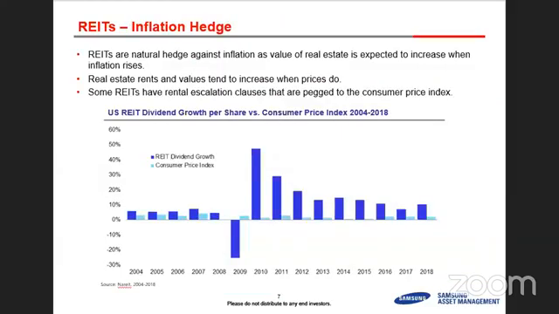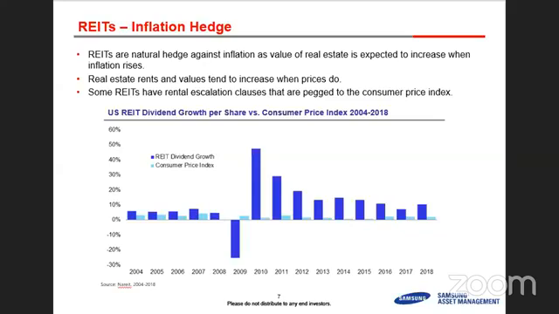And just now we have mentioned the investment merits of REITs in comparison with physical properties. But actually, REITs has some other investment appeals by its own virtue. For example, REITs is a natural hedge against inflation, because the value of property is expected to increase when inflation rises, and also property rents and values tend to increase when prices do. And some REITs in certain jurisdictions also have rental escalation clauses that are pegged to CPI, Consumer Price Index.